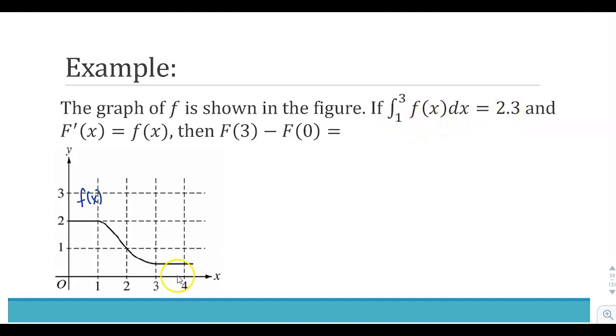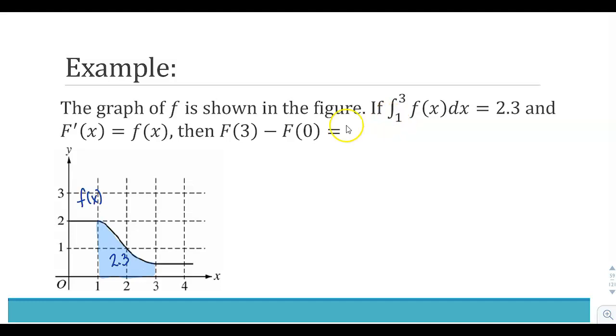So the integral from 1 to 3 of f of x, this was f of x, so the area under the curve from 1 to 3 is equal to 2.3. So I'm going to highlight that region from 1 to 3, the area under the curve. All of this is equivalent to 2.3. And we're told that big F prime of x is equal to little f of x. Then we're asked to find what is big F of 3 minus big F of 0.